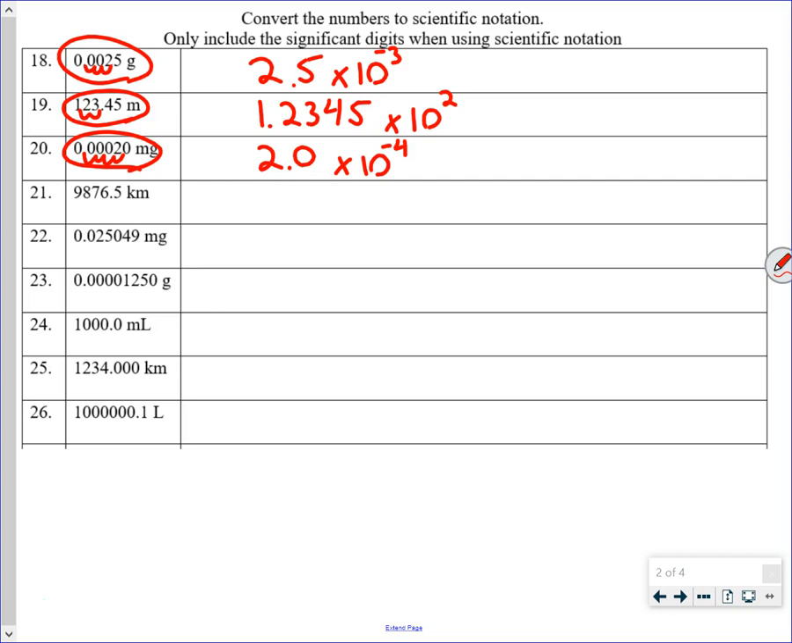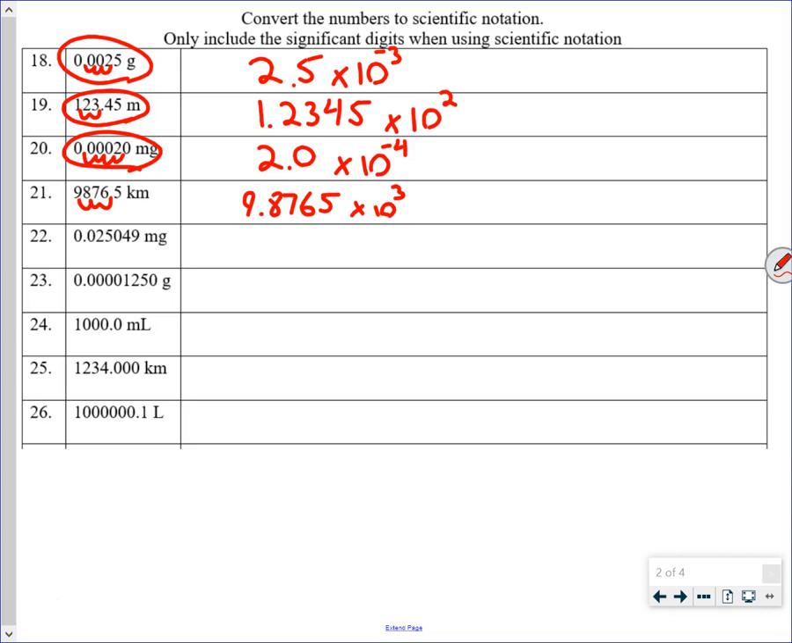Please follow along. This next one, I move 1, 2, 3 places. I rewrite my number, 9.8765 times 10 raised up to the power of how far I moved it, in this case 1, 2, 3 places. And my original value is bigger than 1, so I have a positive exponent.